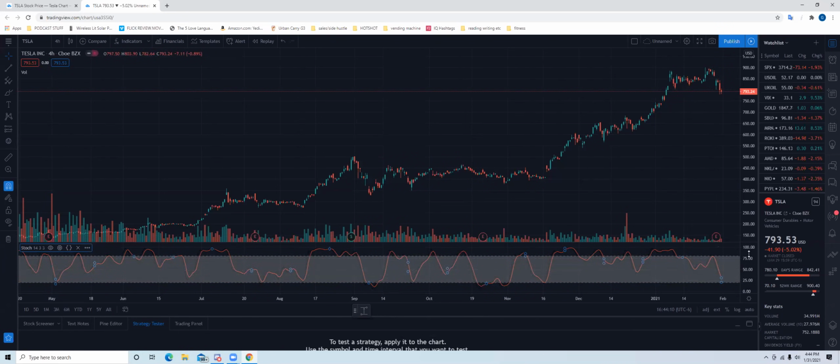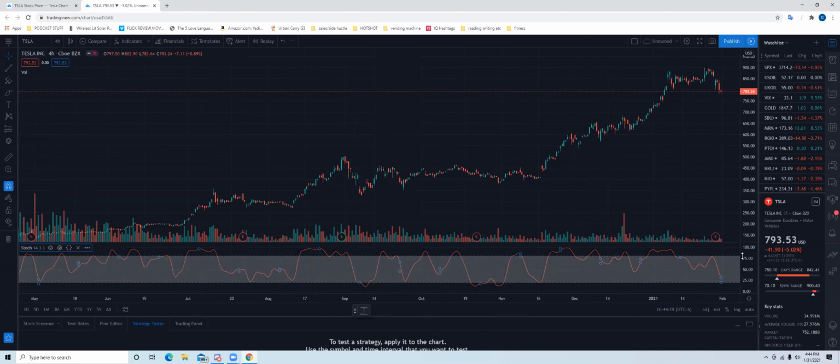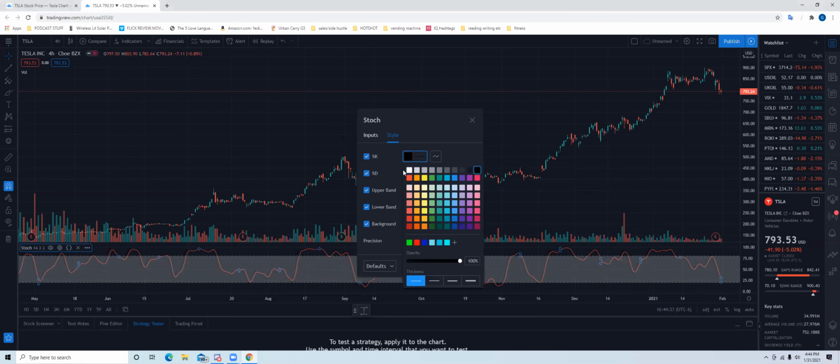Okay, so when it comes to the stochastics, it basically is similar to the RSI. It's a gauge for overbought and oversold conditions. So obviously, when you're dealing with a value of 20 or below, just like on an RSI when it's below 30, that indicates an oversold condition. So that will be a place where you would enter for a call.